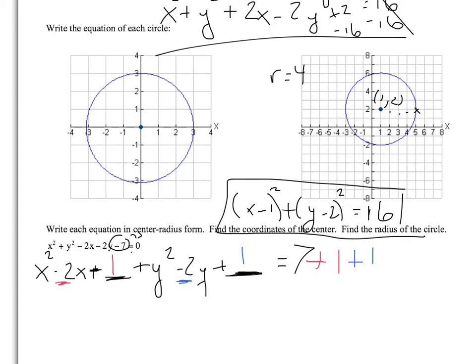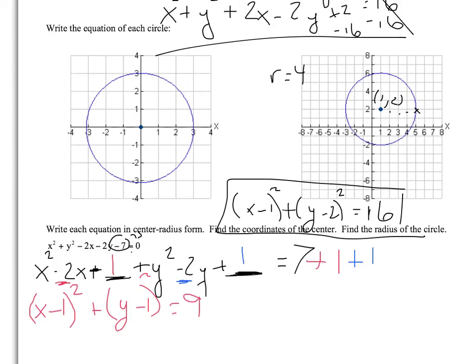Remember from our little trick that the function will factor to half of the b value. Remember, half of negative 2 is negative 1. So this is x minus 1 squared plus the y's, or the b value of negative 2, half of it is negative 1. So this is also going to factor to y minus 1 quantity squared. 7 plus 1 is 9.